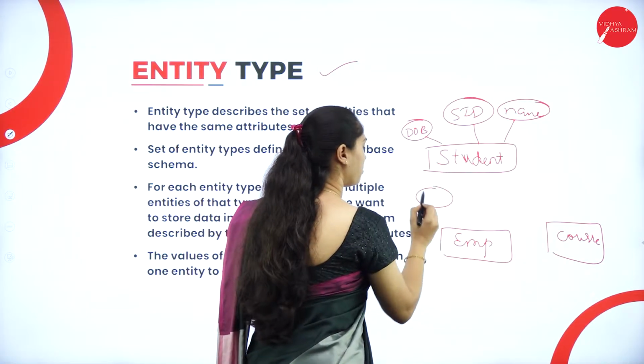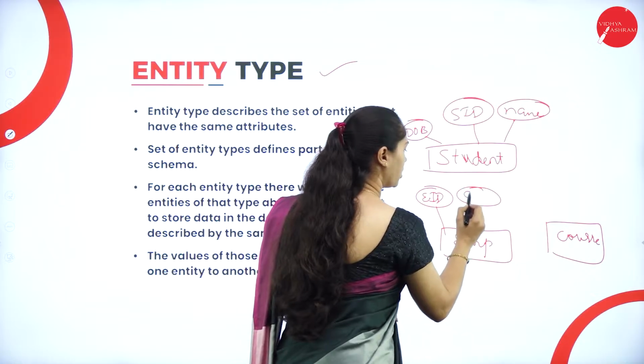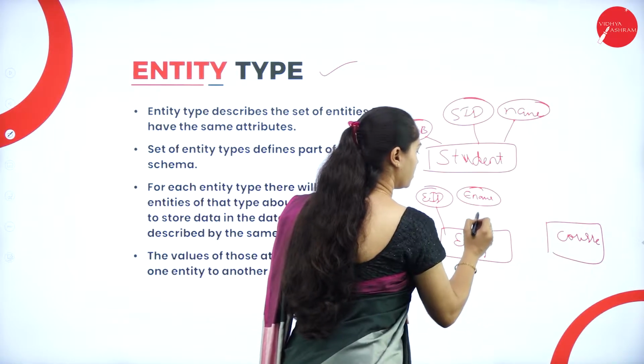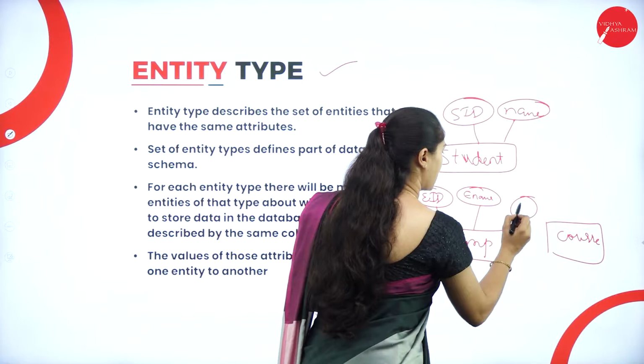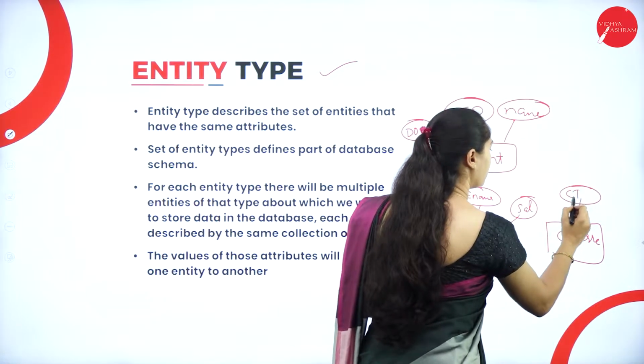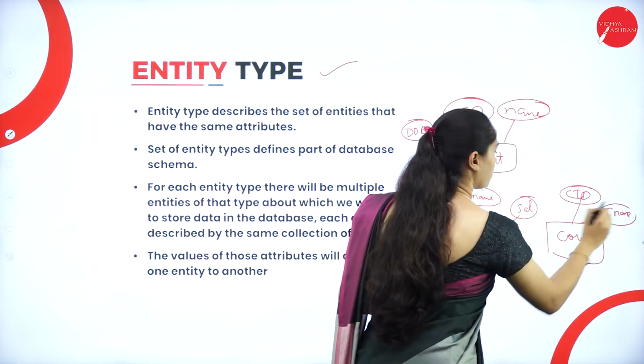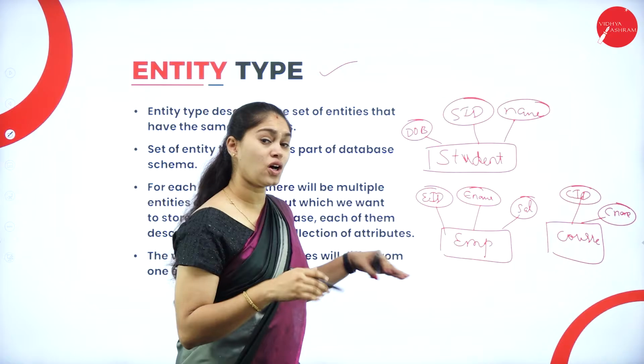If I consider an employee, it will have an employee ID, the employee name, and their salary. If I consider a course, the course will have a course ID and course name. So these are the attributes or properties.